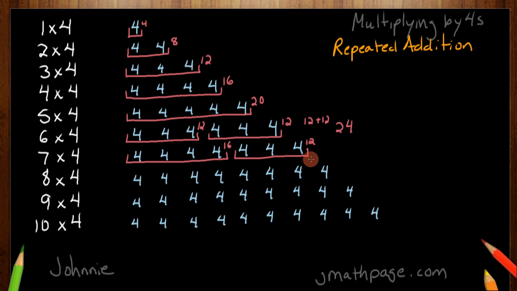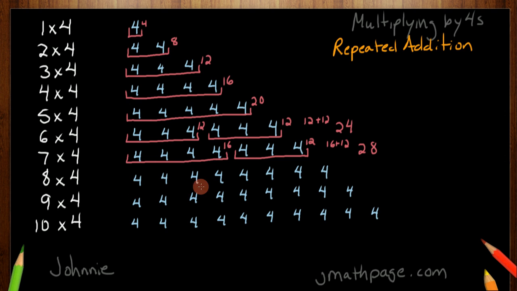So what does this tell me? It tells me that 7 times 4 is the same as 16 and 12 more. Well, 10 and 10 is 20, 6 plus 2 is 8. So this one will have to be 28. What about 8 times 4?